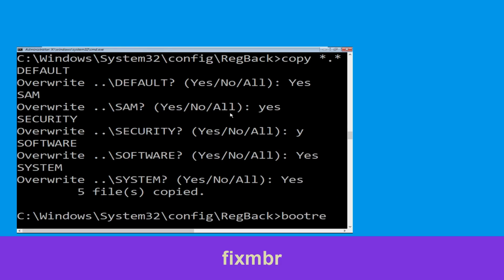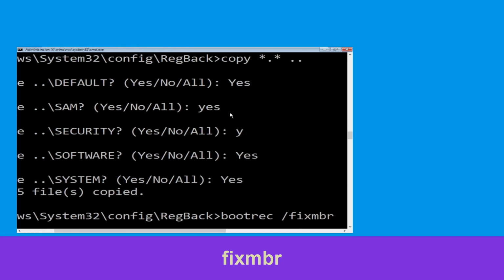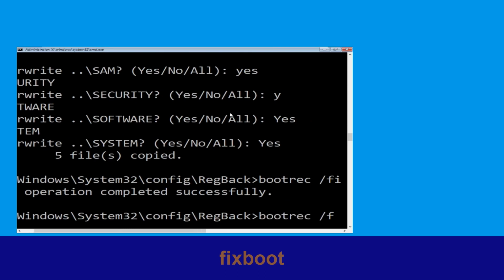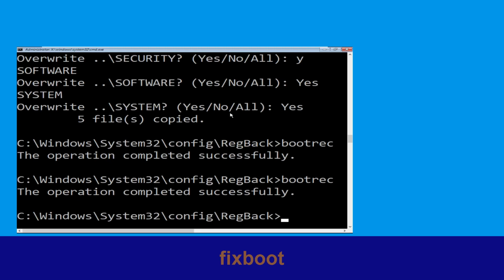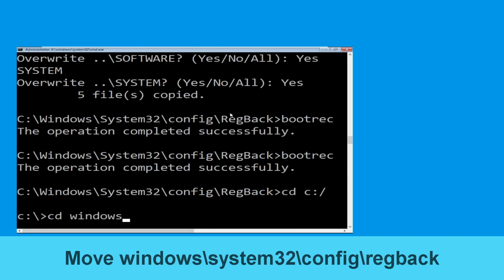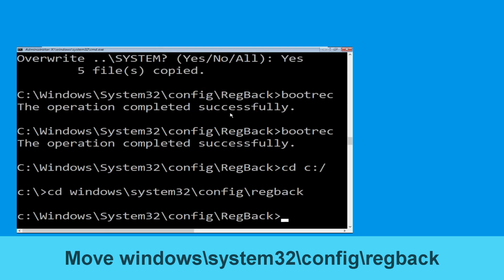Now type bootrec space /fixmbr and hit enter to execute the command. Now execute this command. Type in bootrec /fixboot and hit enter. Now execute this command. cd space c:/. Let's execute this command. Type cd space Windows/system32/config/regback. Then simply we need to hit enter to execute this command.